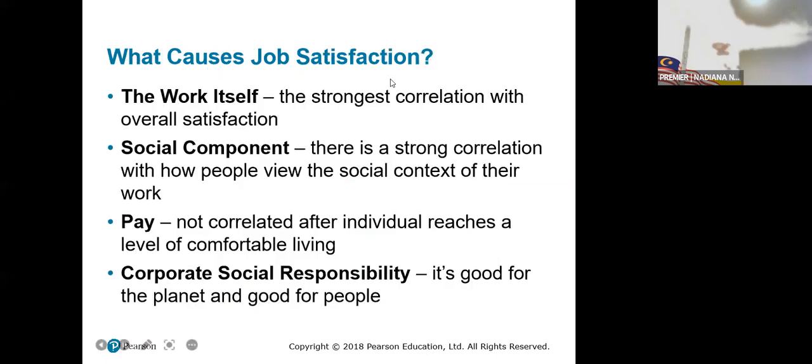Okay, what are the causes of job satisfaction? What are the causes involved with job satisfaction? Number 1, the work itself. It has the strongest correlation with overall satisfaction; the strongest support of job satisfaction is the work itself. So you must choose the correct job, the correct work. If you don't choose the correct work, you are unhappy. When you are unhappy, your level of job satisfaction is very low.